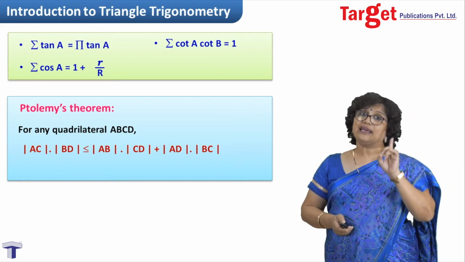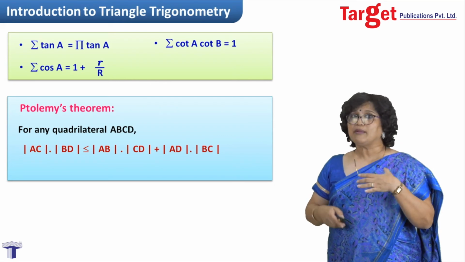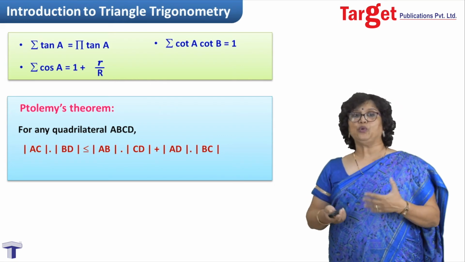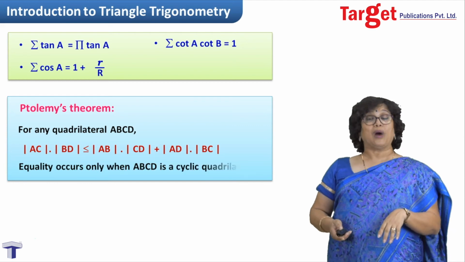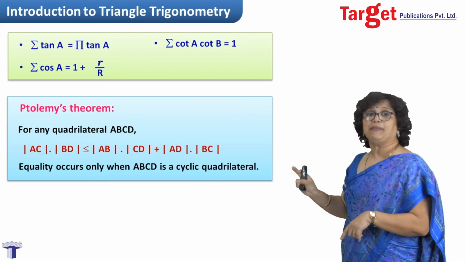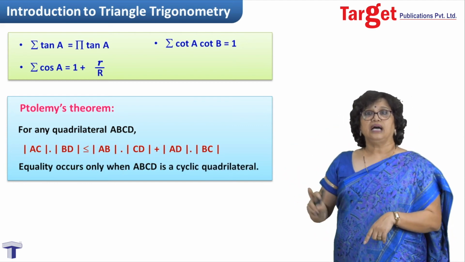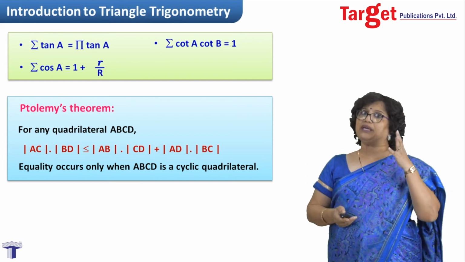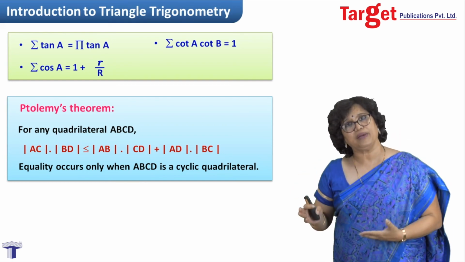Now the moment I am writing less than or equal to, you are a mathematics student. Are you not expected to know when does equality occur? So equality occurs only when ABCD is a cyclic quadrilateral. I mean, these are the results which may be required for your further triangle trigonometry sessions.